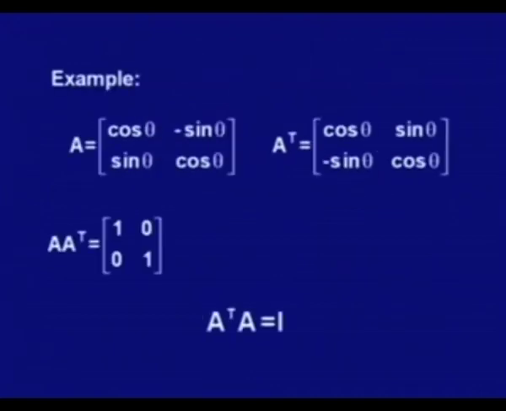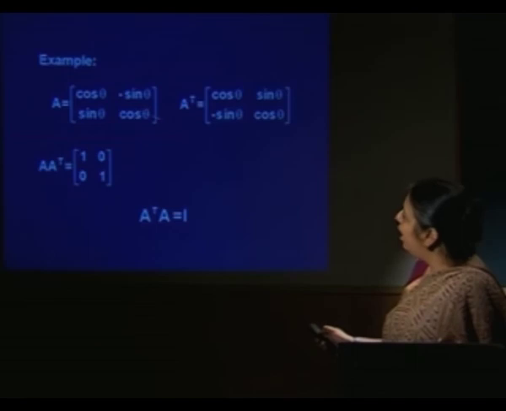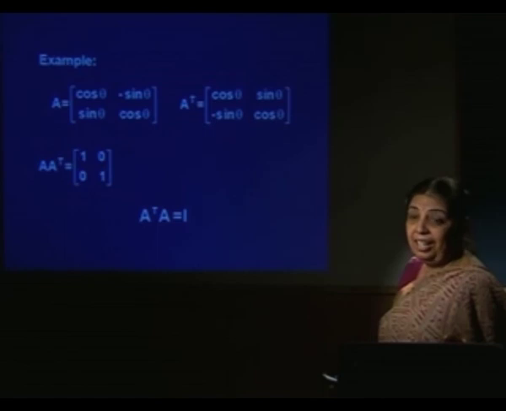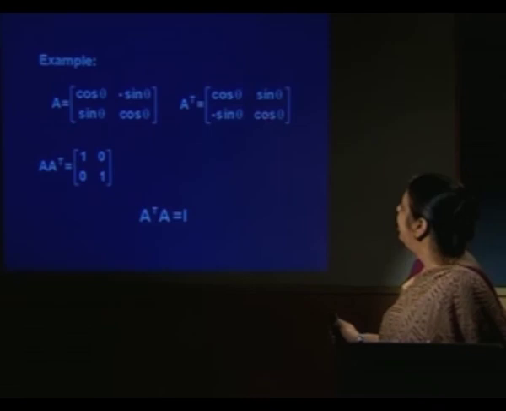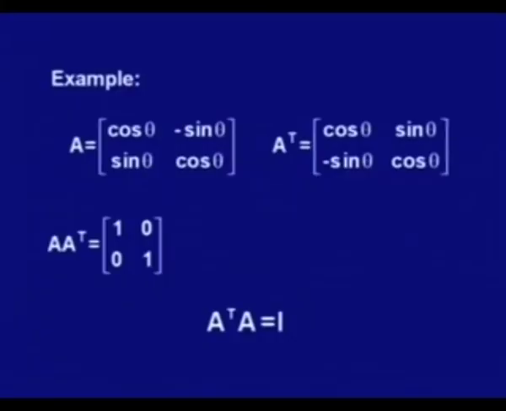The other example is we have A matrix, a 2 by 2, cos theta minus sin theta in the first row, sin theta cos theta in the second row. Then A transpose happens to be cos theta sin theta, this column becomes this row and this column becomes this row. If you multiply the two, cos square theta plus sin square theta, that is 1, cos theta multiplied by sin theta minus sin theta multiplied by cos theta, they will cancel out. So, this element is 0.